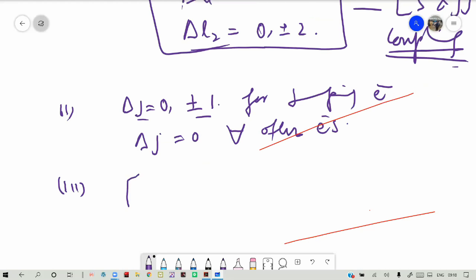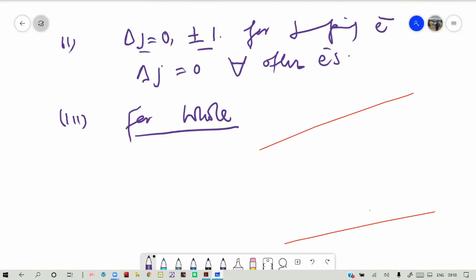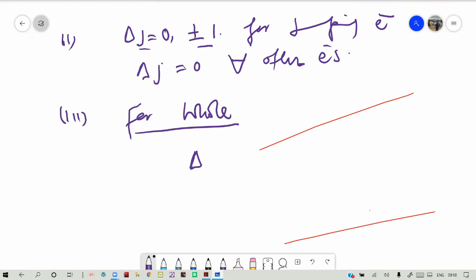The third point is for the whole atom. When we are considering an atom, it goes from some ground state to an excited state, that means there is some transition. So in general, for an atom, the total delta J should be 0 or plus minus 1. But it is important that the transition from J equal to 0 to J equal to 0 is not possible.